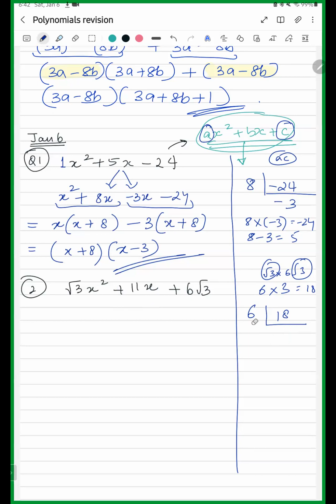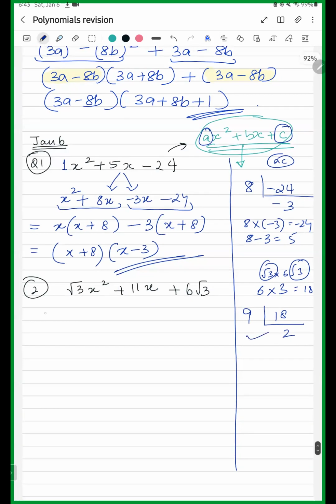Then we can take 9 twos are 18, and 9 plus 2 is 11, right? So this is going to help us. So we can split this into 9x plus 2x. We are splitting the middle term into 9x and 2x. This one is as it is, root 3x square plus this plus 6 root 3.